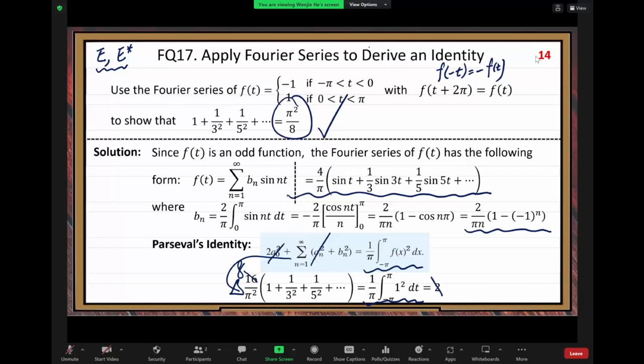Now, after you understand this solution, you just do it in the same way and you can solve our last homework question. Okay, all right, so that's it.